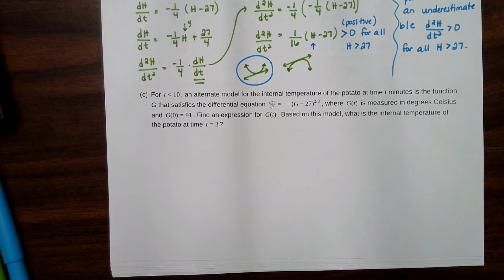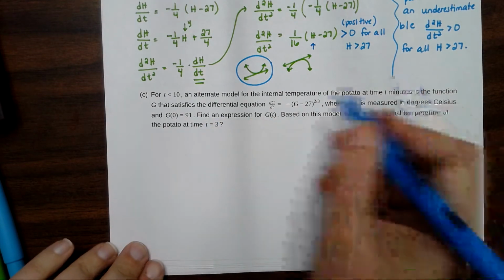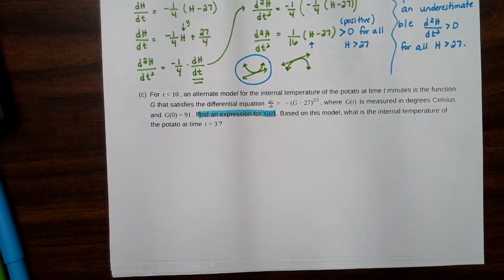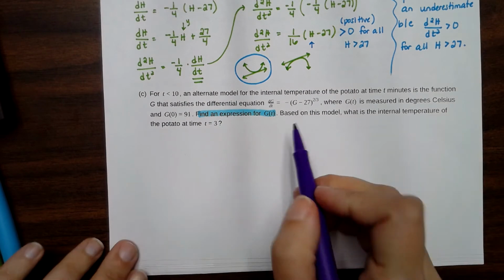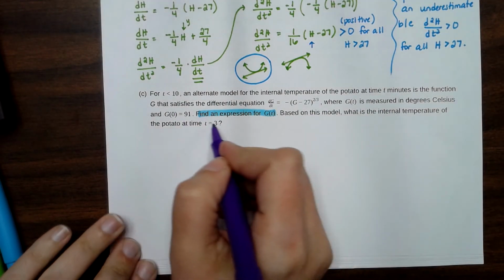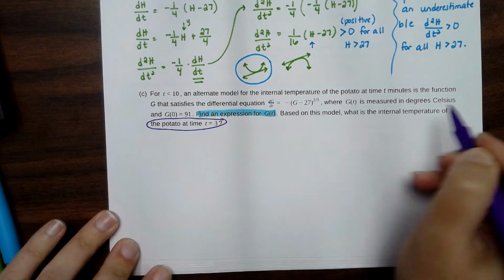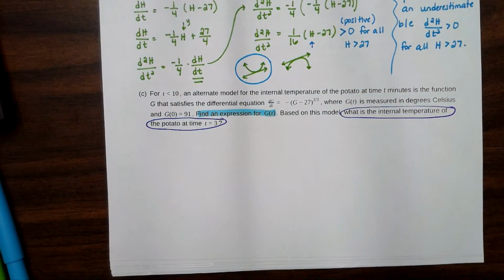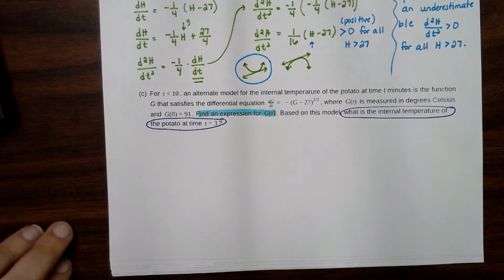It says here, find an expression for g of t. Find an expression for g of t means find the original equation. So we need to think, if we've got the derivative and we want the original equation, we're going to need to use separation of variables. So that's part 1. Part 2 is, based on this new equation, what is the temperature at t equals 3? After I have this equation, can you find the temperature now? Let's start with part 1. Can you find the original equation? Because we can't do part 2 without it.